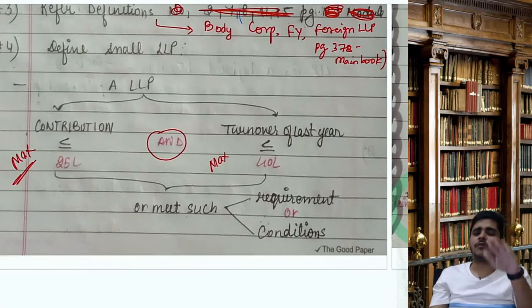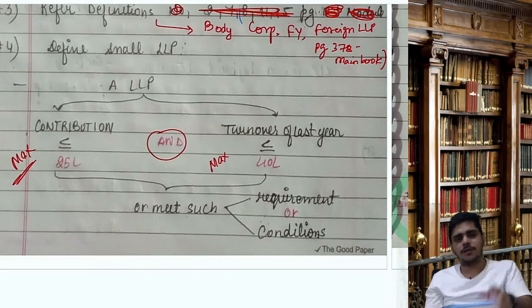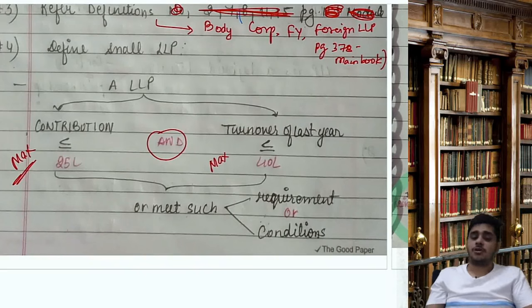If you remember small company, we have done 4 and 40, capital and turnover, 4 crores and 40 crores. Here it is contribution and turnover, 25 lakhs and 40 lakhs.